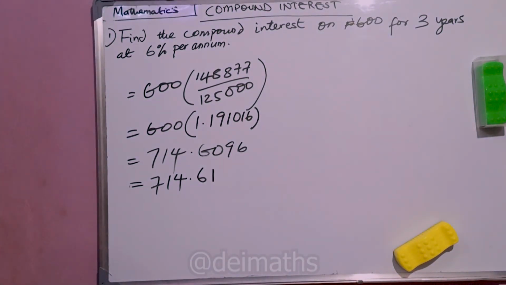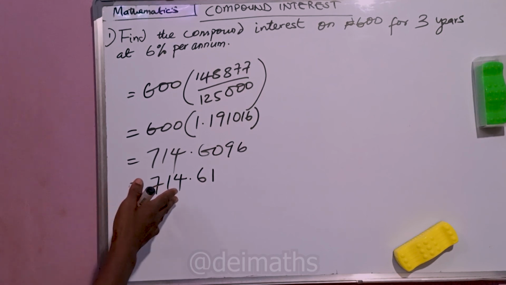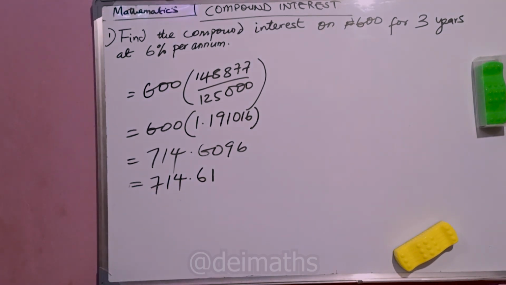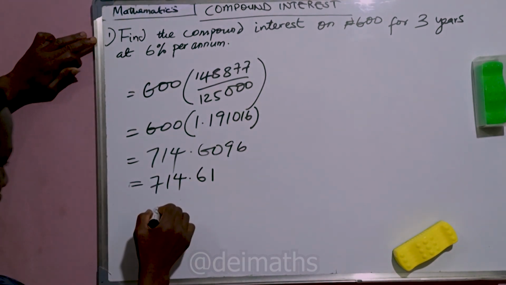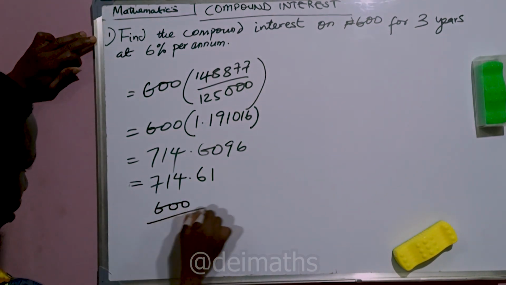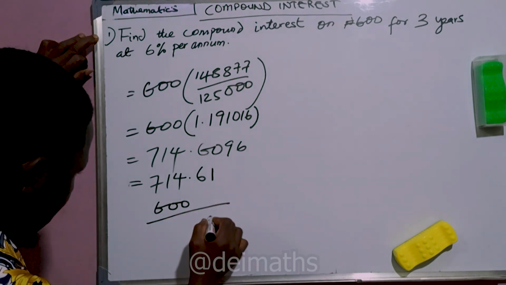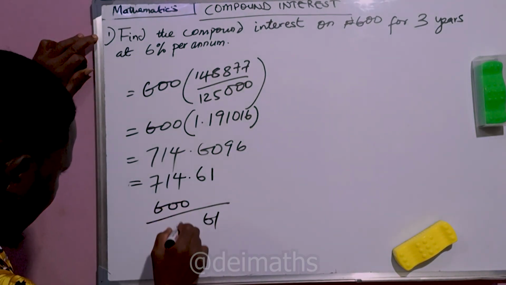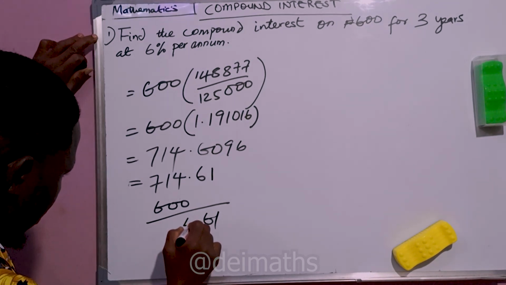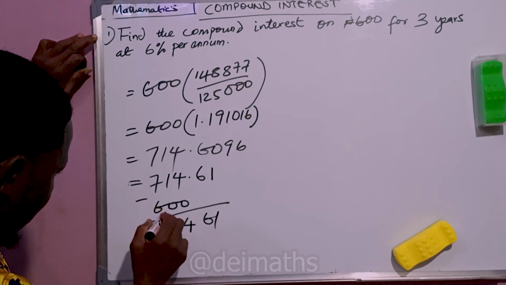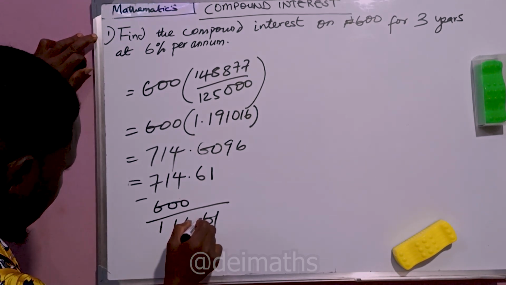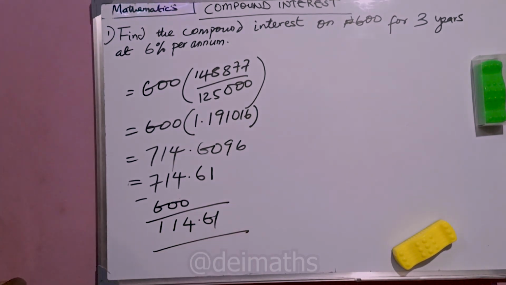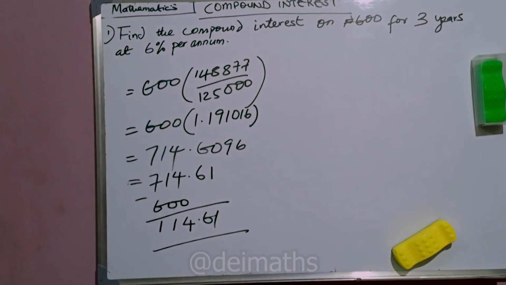So if you want to know the particular interest you get from this after the 3 years, you just subtract your capital, your main capital, which is 600. 714.61 minus 600 gives 114.61. This is the total interest you got after 3 years.